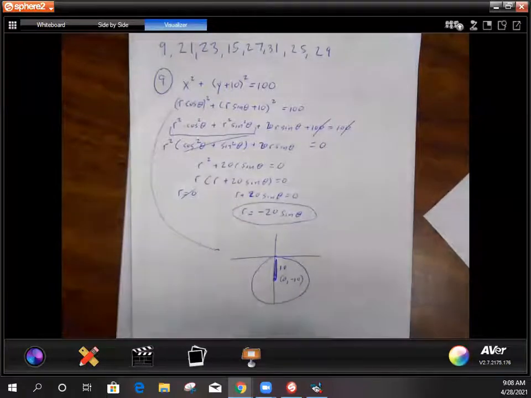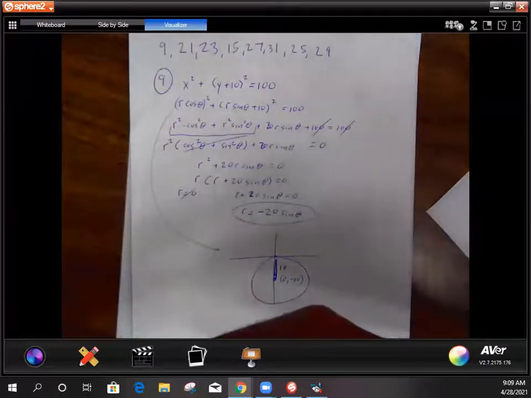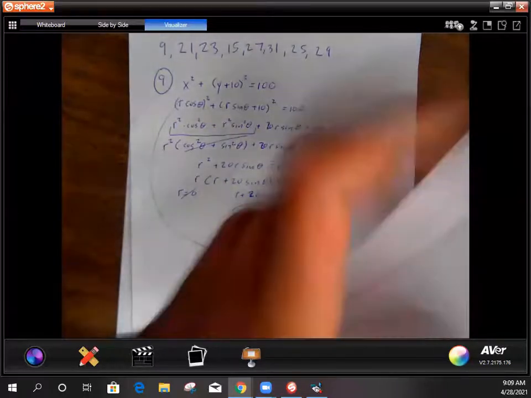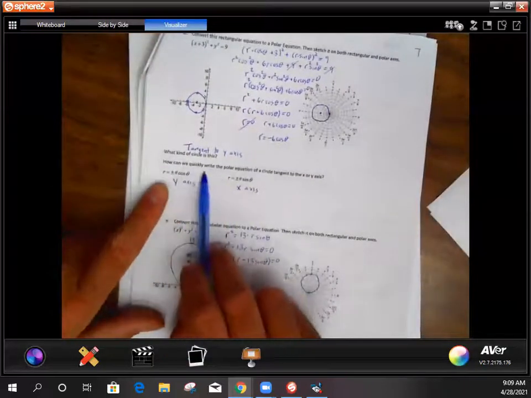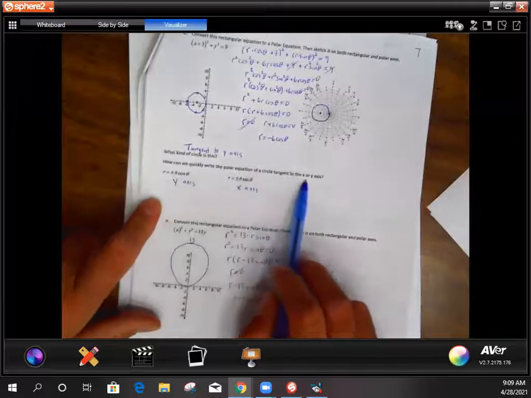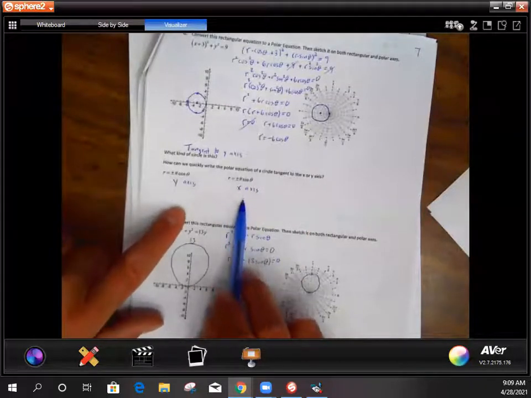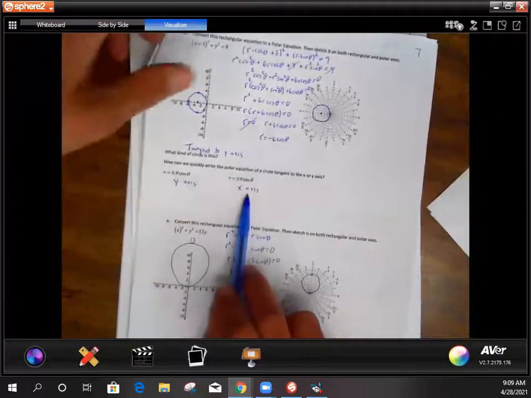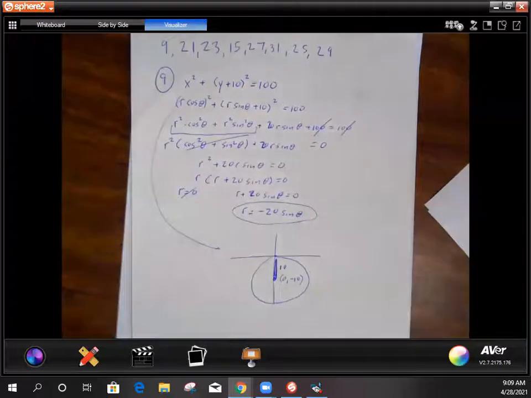And if you look at the notes from that section, we generalize that somewhere, like right here on page 7. So how can we quickly write the polar equation of a circle tangent to the x or y axis? All right, you can use one of these. If you want to jump to the last step, you could do that. But this just shows how you get there. All right, so that's number 9.